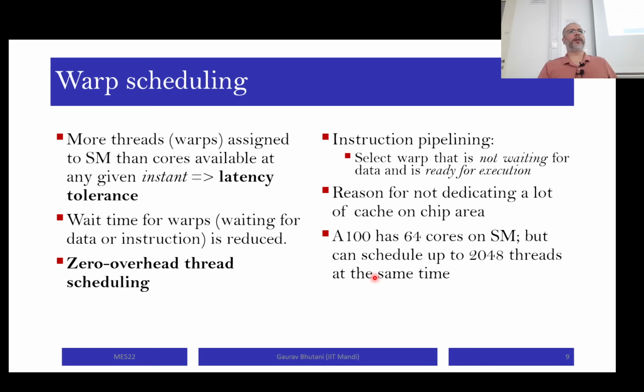Now we come to something called instruction pipelining, which is also implemented at the CPU level. Typically, the compiler has to generate some number of warps for a given streaming multiprocessor, which is the hardware unit on a GPU. It generates more threads or more warps than the number of cores available. So cores are the physical units, and threads are the independent amount of work to be done.